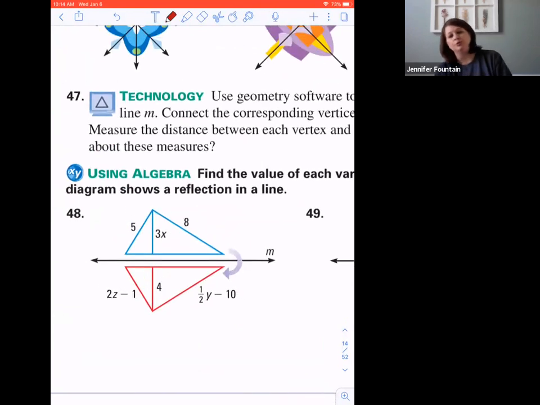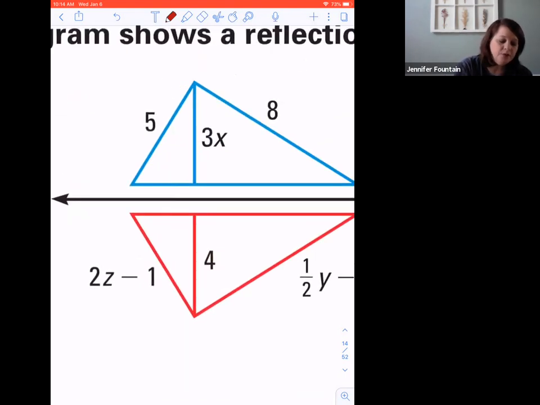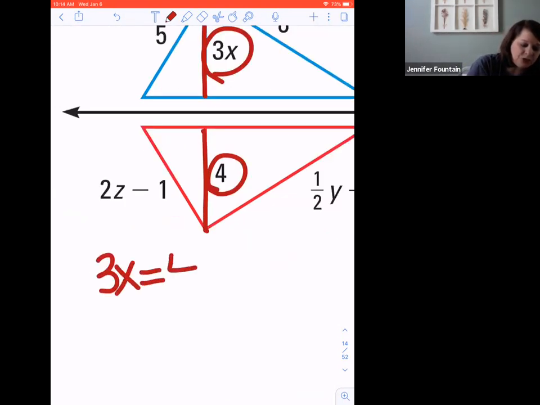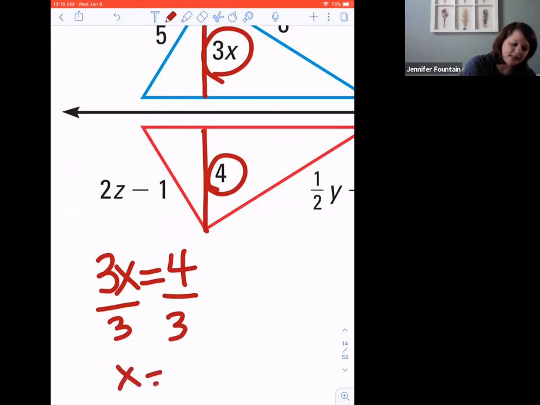So we are actually applying algebra now to our shapes. Because we understand that with a reflection, we have congruence from one figure to the other. Remember, congruence means equal to. So I'm able to apply these different things. First, I want to solve for x. I can see that this is congruent to this. Therefore, 3x is equal to 4. So I can set up an equation where 3x is equal to 4. Divide by 3, divide by 3. So x equals 4/3. That's all we do.